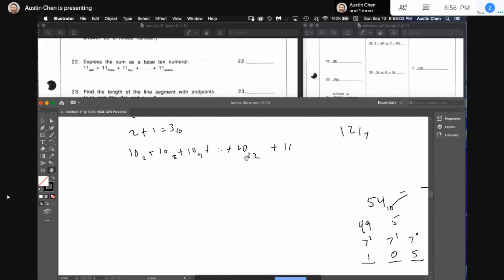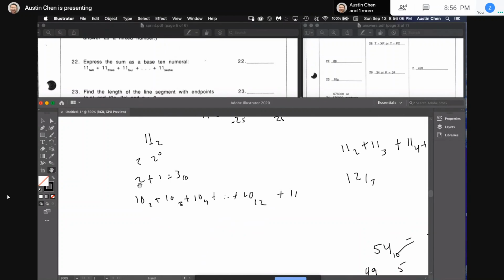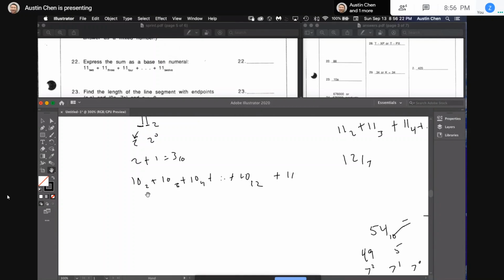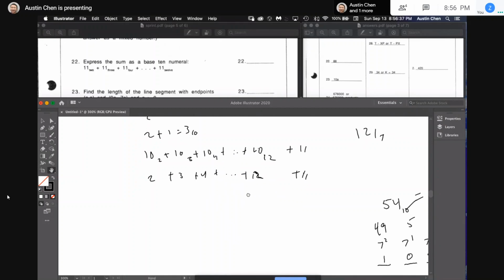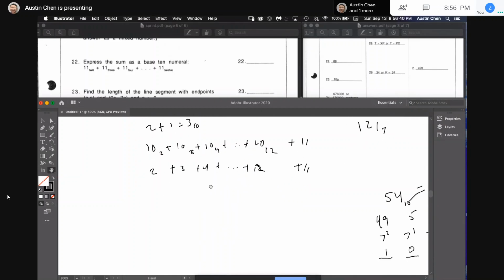Now, doing these, we can see another pattern. They all have the same thing, and what you're doing with this is you're just multiplying by the base. So the value of each of these is going to be 1 times the base, which is just the base. This is going to equal 2, this is going to equal 3, this is going to equal 4, and so on, plus all the way to 12. And then we have the 11 at the end. So now this is just an arithmetic sequence. We can just use our arithmetic sequence formulas.